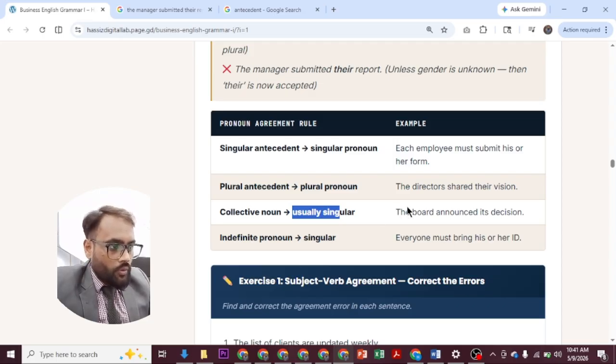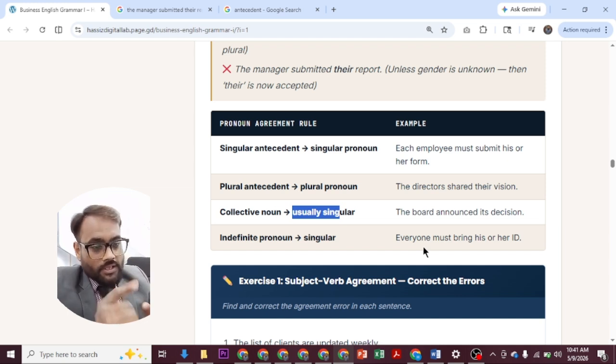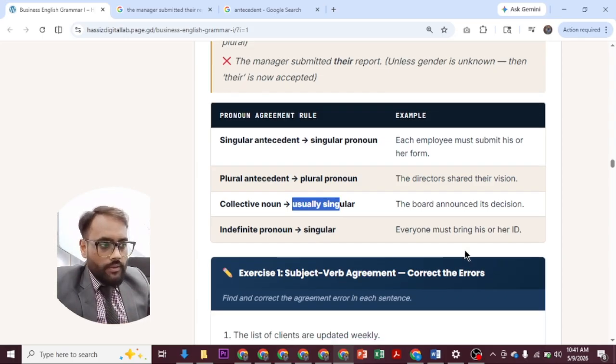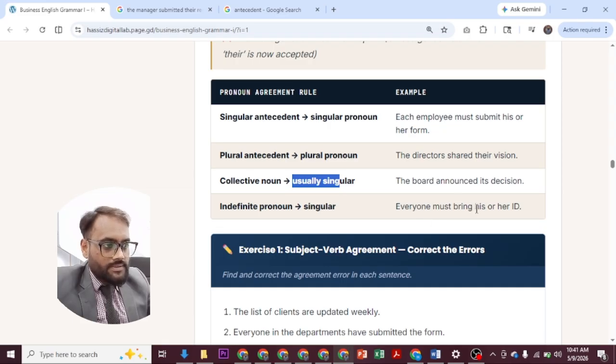Okay, the board is singular, so it announces its decision over here. Okay, let's talk about indefinite pronouns. Everyone, as we have seen above, is singular, as you can also see over here: Everyone must bring his or her ID. Okay, everyone is singular, his or her ID.